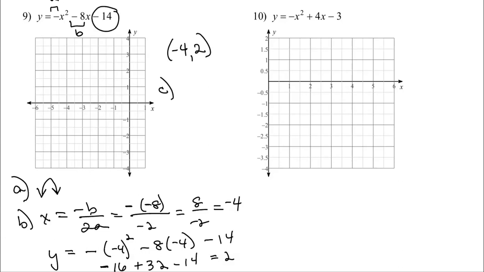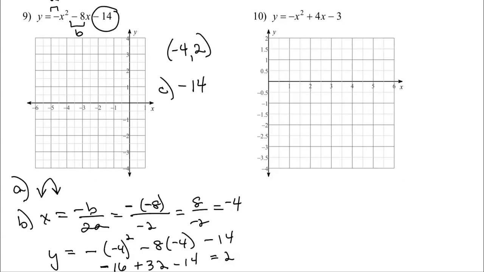And then my y-intercept is the constant value, negative 14. It's not on my graph. I can't plot that. But I can come over here. And for 9, I'm going to plot negative 4, comma 2. And to do that, hold on one second.